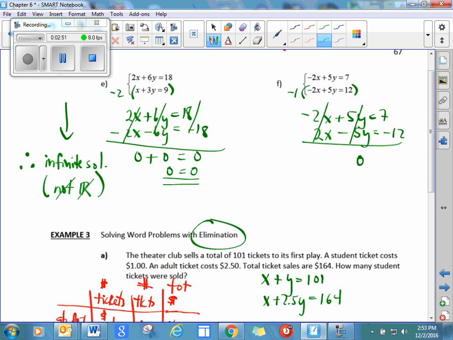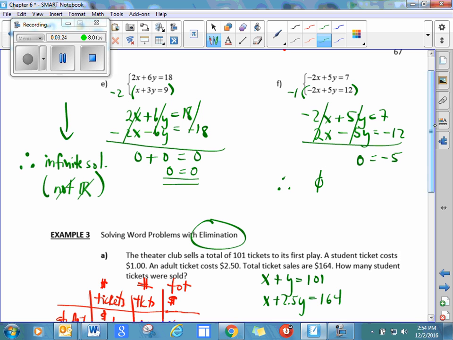So I've got a 0 on this side of the equal sign, but over here I've got minus 5. Well, of course, we know 0 does not equal minus 5. So that means there are no solutions. Absolutely no XY ordered pairs that you can plug in and make this a true statement that work for both of these two equations. So E, we had an infinite amount of solutions, and F, we have absolutely no solutions.